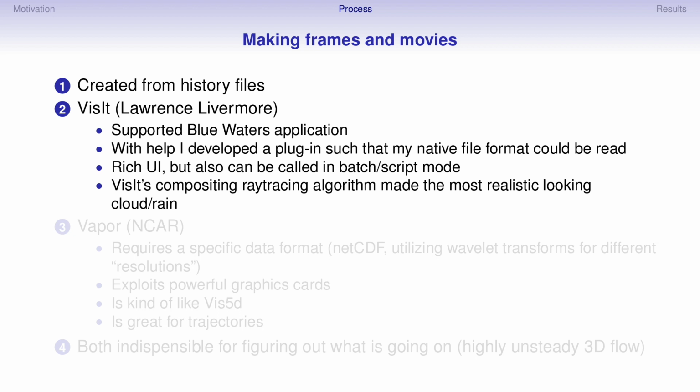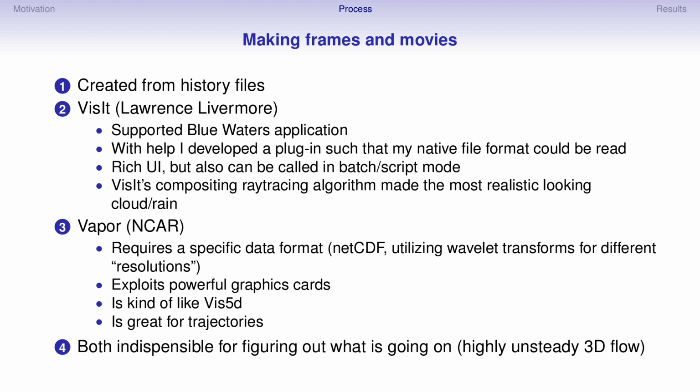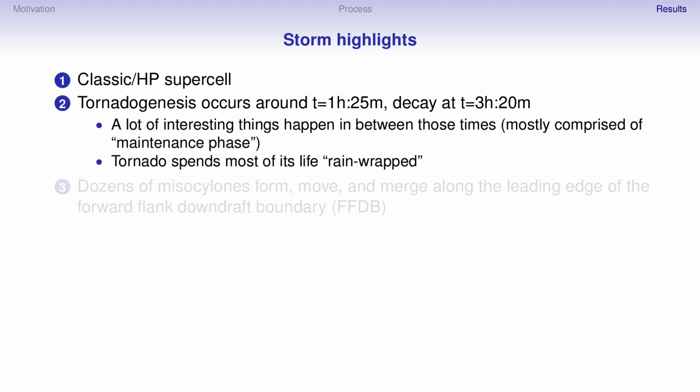There are two software packages that I've used that I'm very grateful exist. One is VisIt, developed at Lawrence Livermore. It's a supported Blue Waters application. With some help, I developed an interface into my data format so I didn't have to do any intermediate conversions. VAPOR is another really good software that I'm pushing to folks who ask me about this stuff. It's a bit like Vis5D. It's really great for making trajectories. Whereas VisIt, I like VisIt's compositing ray tracing algorithm. So the movies where you see both cloud and rain are made with VisIt, and the trajectories with VAPOR.